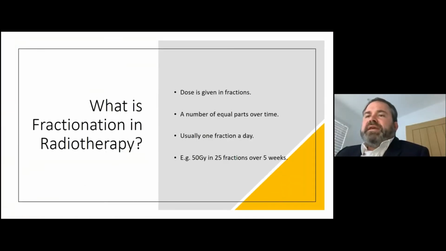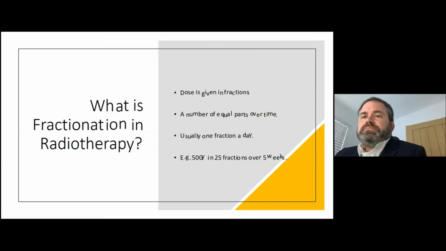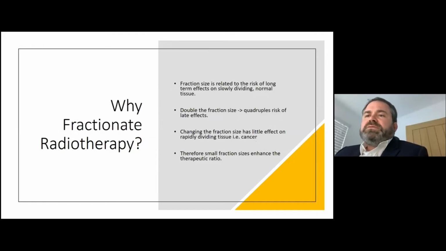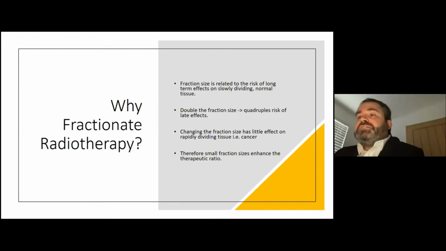So what is fractionation in radiotherapy? The dose of radiation is given in fractions, normally a number of equal parts over time, usually once a day. The typical historic dose of radiotherapy to the breast was 50 gray, the unit of radiation, in 25 fractions over 5 weeks. Next slide, please. Why do we fractionate? Fraction size is related to the risk of long-term effects on slowly dividing normal tissues. If you double the fraction size, you quadruple the risk of late effects in tissues. Changing the fraction size has little effect on rapidly dividing tissue, so certain cancers. Therefore, small fraction size can enhance that therapeutic ratio. Next slide, please.